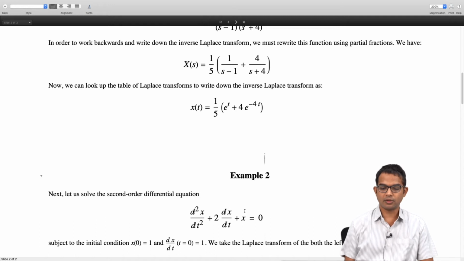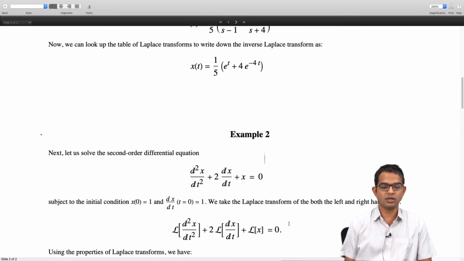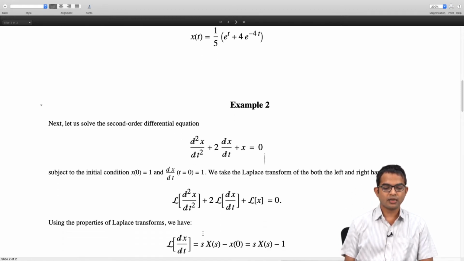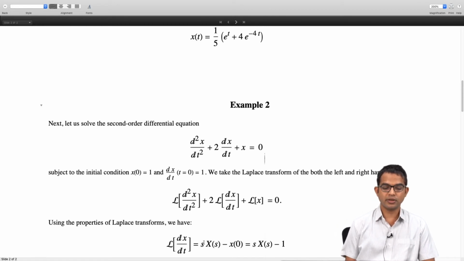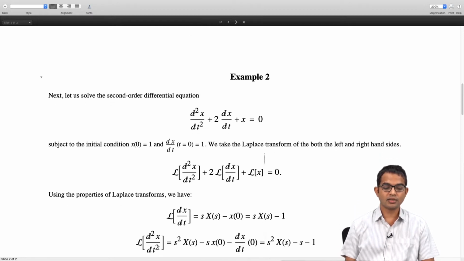Now when we take the Laplace transform on both sides, the right hand side is just 0. So we have this expression involving Laplace transforms, linearity has been invoked. Now once again we recall the properties of Laplace transforms of derivatives of these functions. So the Laplace transform of dx by dt will give us s times X of s minus X of 0, which in this case will just go to s times X of s minus 1. And when we take the Laplace transform of the second order derivative, d squared x by dt squared, we get s squared X of s minus s times X of 0 minus dx by dt at time t equals 0. So which is s squared X of s minus s in this case minus 1.